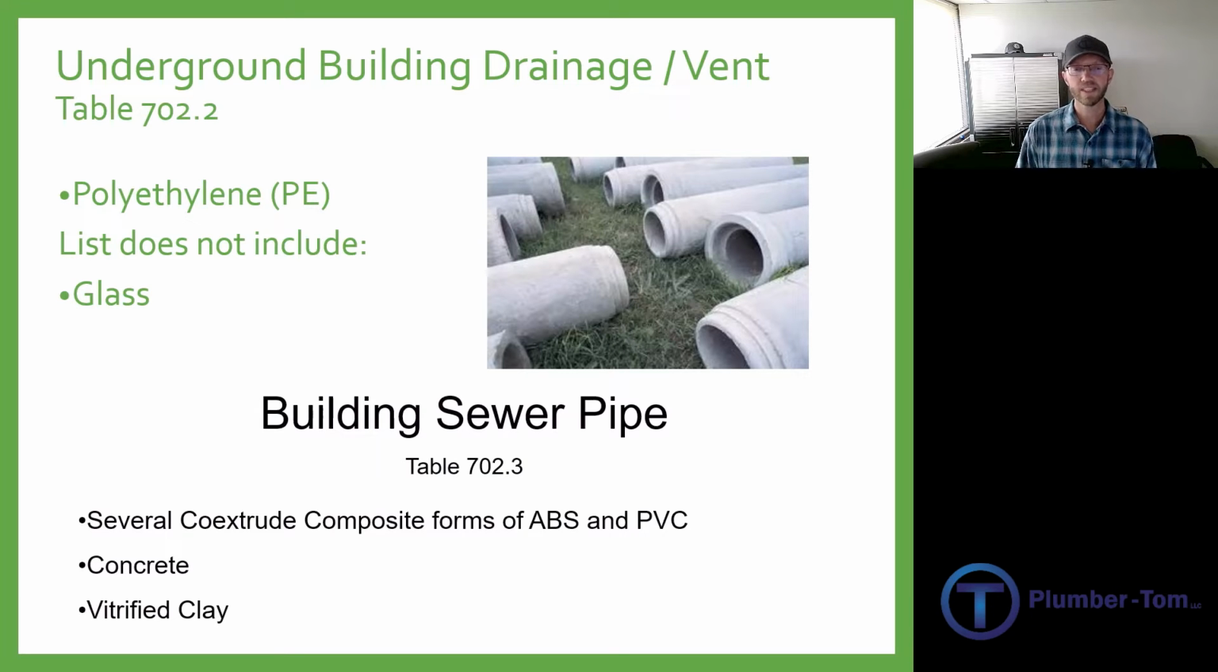Then we have table 702.3, which is the building sewer pipe list. And on that list, we see, different from the other lists, several co-extruded composite forms of ABS and PVC. And what we mean by that is you can get PVC sewer pipe, right? That's an example of this.